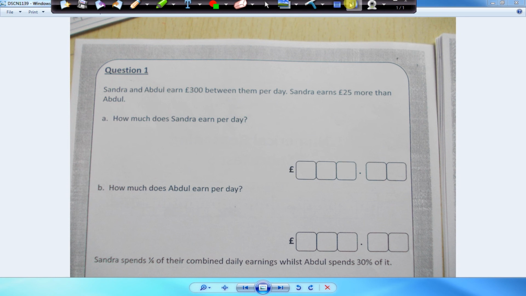If you say that Sandra and Abdul together earn £300 per day, and Sandra earns £25 more than Abdul, the way we look at this question is: first of all, we split the £300 two ways equally. We give Sandra and Abdul equal amounts first, so half of 300 gives you 150 and half of 300 gives you 150.